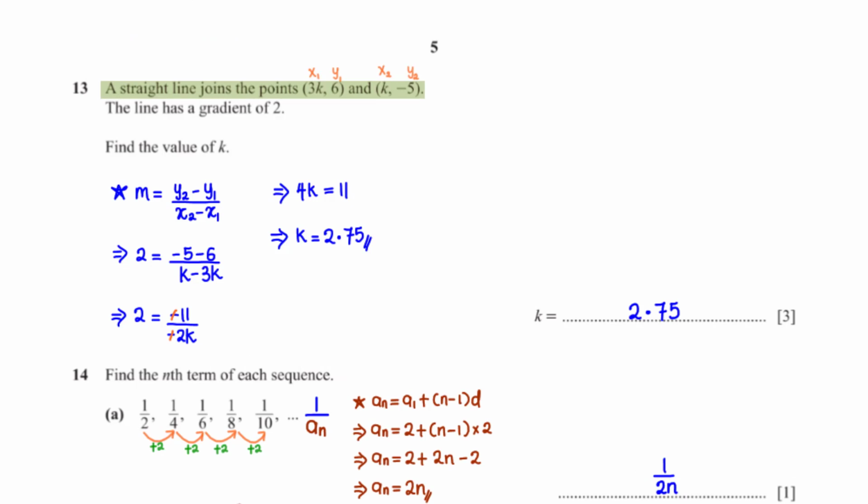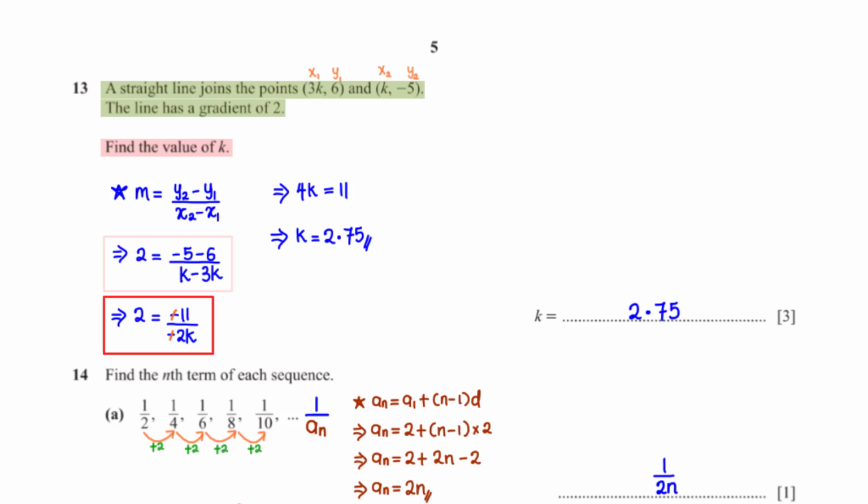A straight line joins the points (3k, 6) and (k, -5). The line has a gradient of 2. Find the value of k. Here is the gradient formula. When we plug in the values given in the question into the formula, this is what we have.